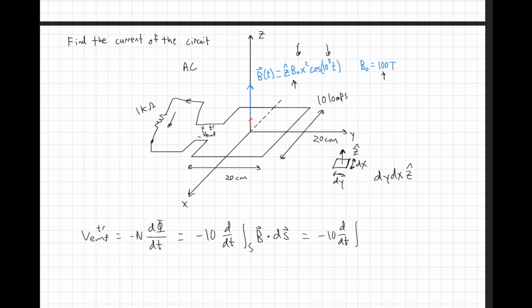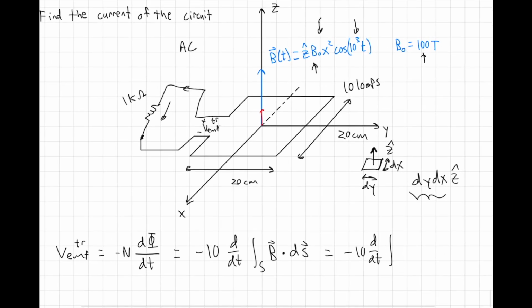And so to set up the bounds here, we want to find what parts of y we are integrating over and what parts of x we are integrating over. Since it's centered, we're going in the x direction from negative 0.1 up to 0.1. Same thing in the y direction. We're going negative 0.1 to 0.1.